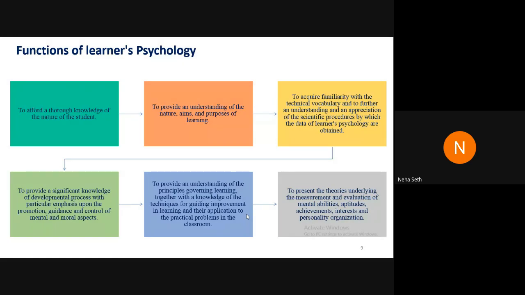and see how they are behaving. Okay, then it also helps us to present the theory, understanding the measurement and evaluation of mental abilities, aptitudes, achievement, interest, and personality organization. So, as a teacher, we can evaluate the mental abilities, aptitudes, achievement and interest of our students, and it helps us in guiding and improving their personality as a whole. So that is why, as a teacher, it is important for us to understand learning psychology. And these are the functions that learner psychology provides us if we study this thoroughly.